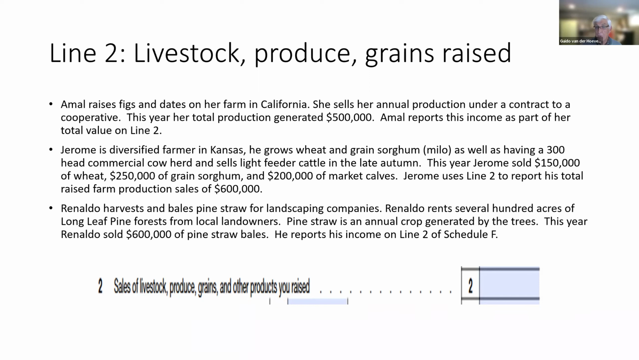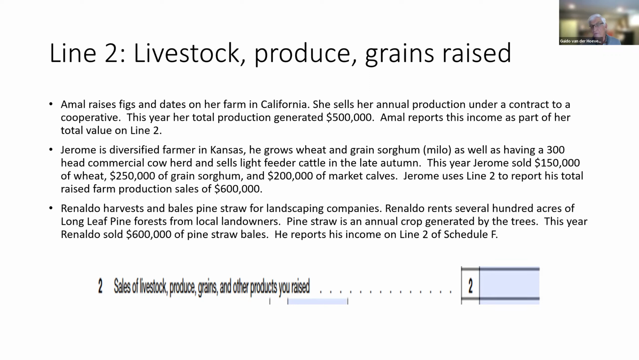Jerome is maybe more traditional, in the area where I live in the state of Kansas. He grows wheat and grain sorghum. Some people might refer to it as Milo, other people might think of it as broom corn. As well, he has 300 head of commercial cows. He takes all of that into consideration. So he sells $150,000 worth of wheat, $250,000 of grain sorghum, and $200,000 of market calves. Add all that up, and if I've done my math right, that's $600,000, which is going to be reported as gross sales on line 2.